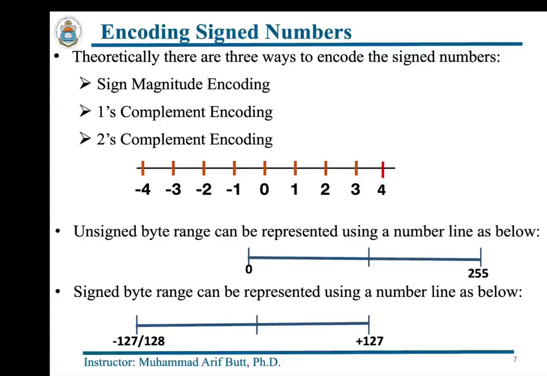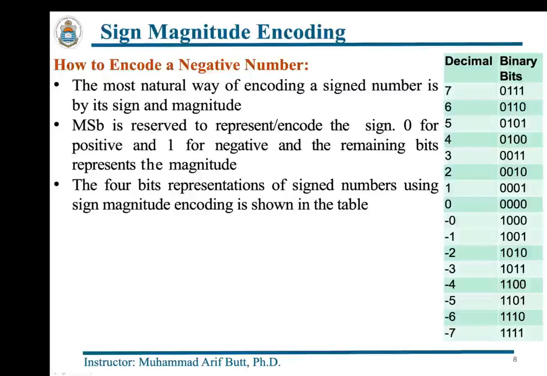Now the question is how we are going to store the sign. As far as the magnitude of the number is concerned, we know how to save it as we have saved the unsigned numbers. But now, along with the magnitude of the number, we want to save the sign as well, which can be 0 or 1, a positive or a negative.